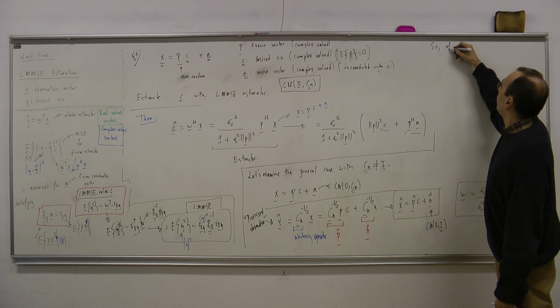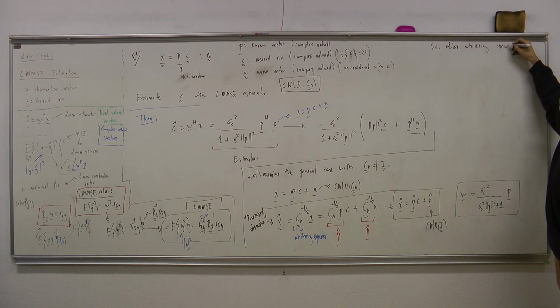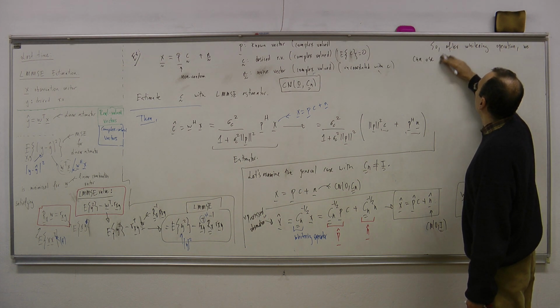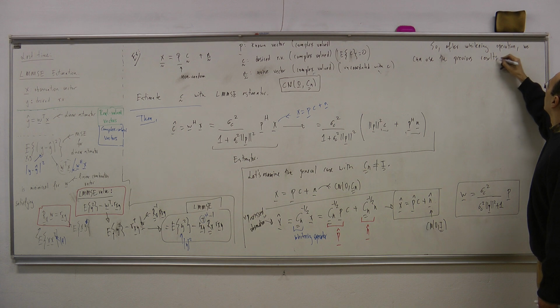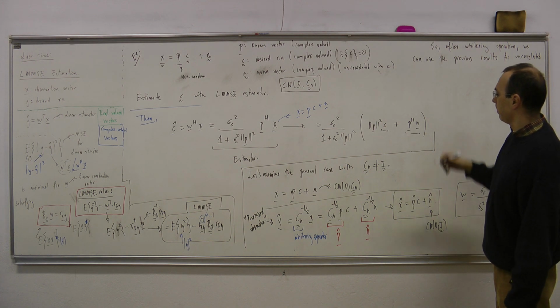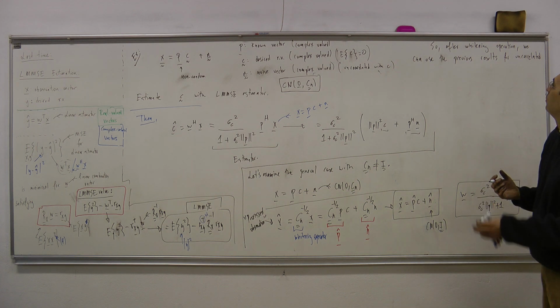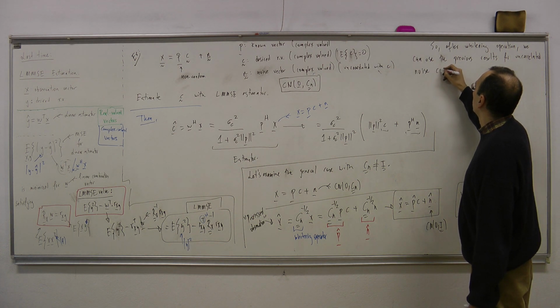So after whitening, as you see, whitening is an important step. After the whitening operation, we can use the previous results for uncorrelated noise. This is what we do in general. We always apply whitening, and then after this whitening operation, we analyze this problem and get a solution for it. So this is like a conceptual simplification of the analysis.